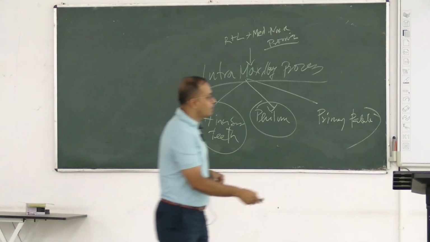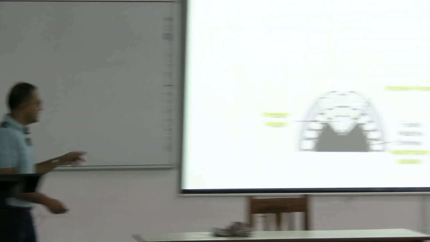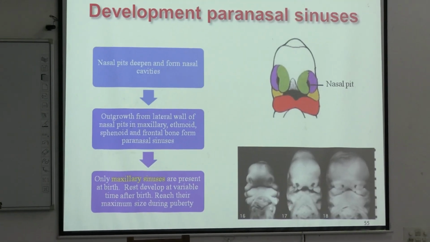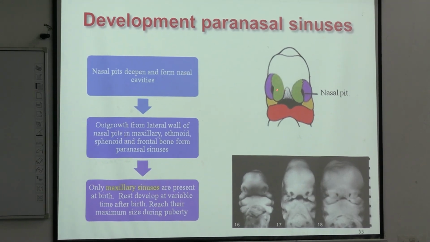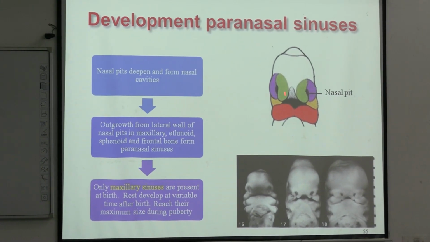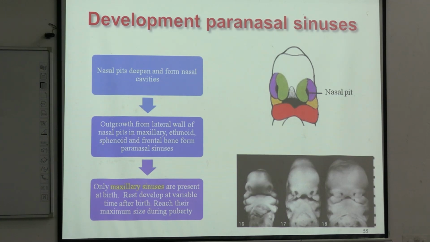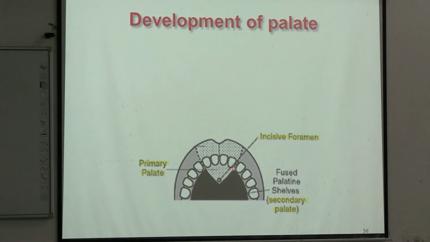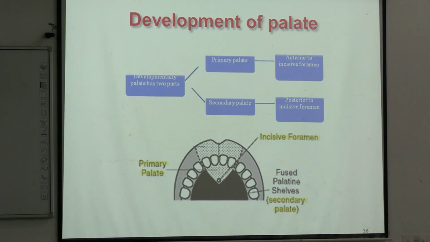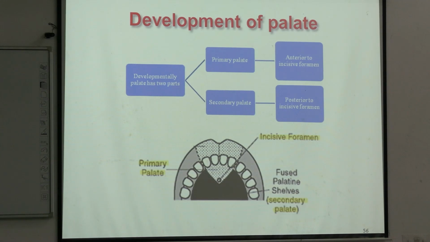So, what is the intermaxillary process? It is the fusion of the two medial nasal prominences, right and left, which fuse and create the intermaxillary process. That intermaxillary process creates the philtrum, creates the four incisor teeth, and this part we call the primary palate. So, the primary palate is developed from the intermaxillary process, creating the primary palate along with the four incisor teeth and the philtrum part of the upper lip that we have learned.